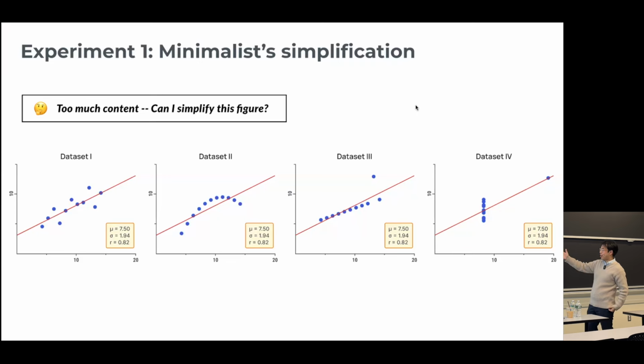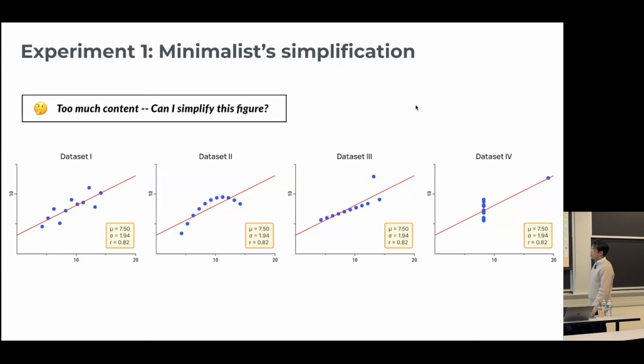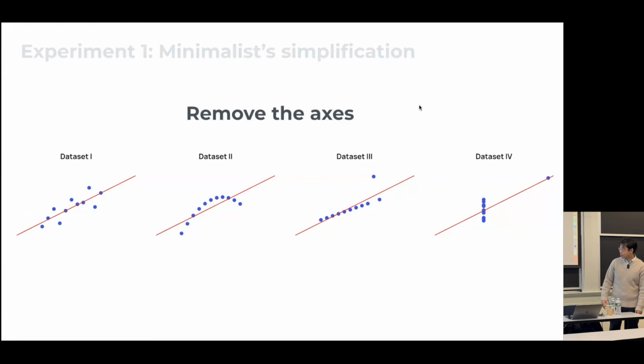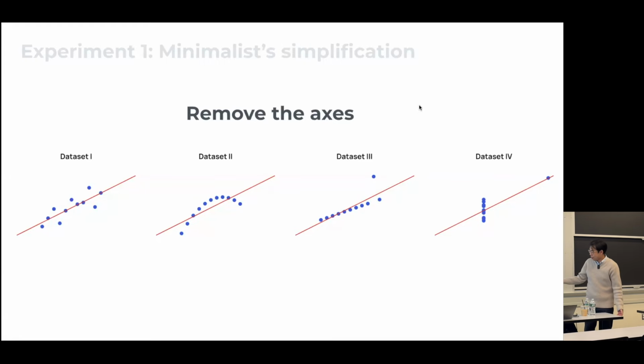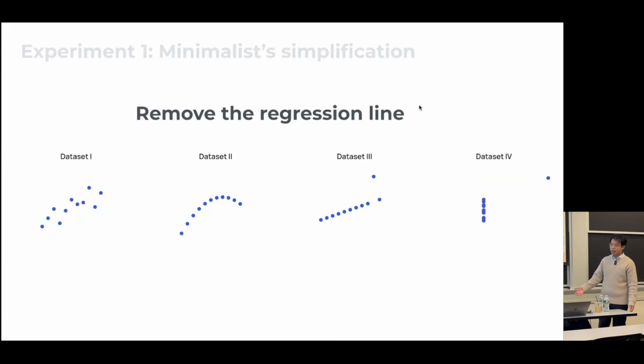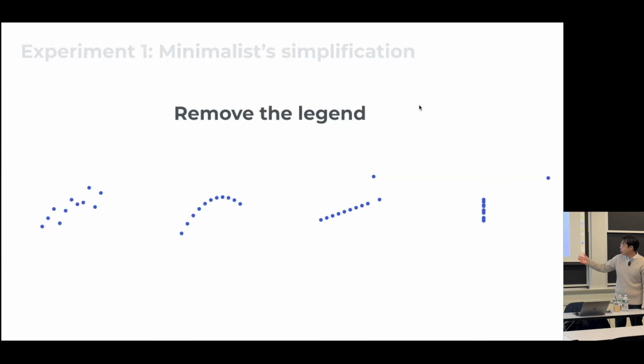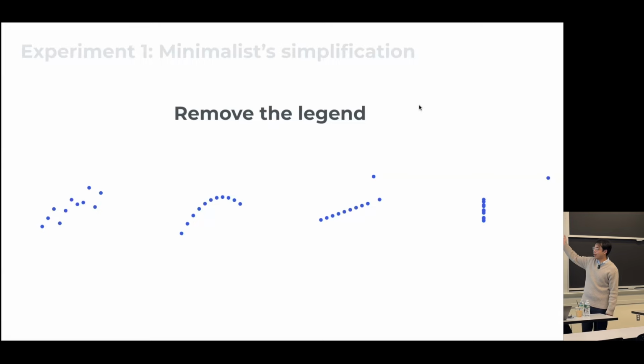And maybe the first thing is, okay, assuming I'm a minimalist, and I want to simplify this plot, there's too much stuff here, right? Why don't we just remove stuff? So, okay, let's remove the legend. Who cares about the legend, right? Maybe the axis could be removed. And the regression lines, they're the same. Why don't we not show them? Finally, we remove the title of the plot.